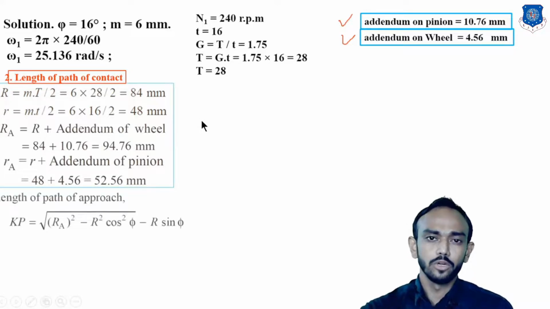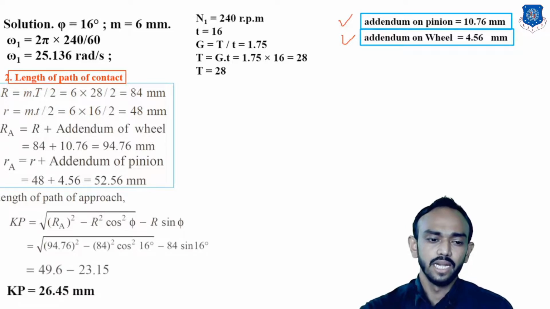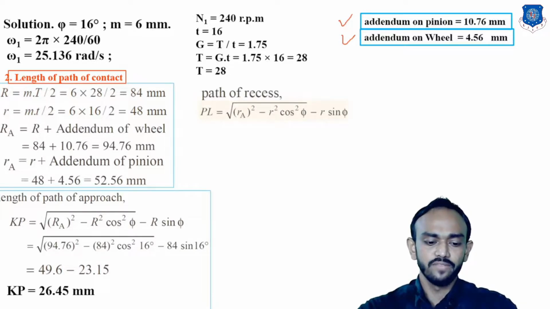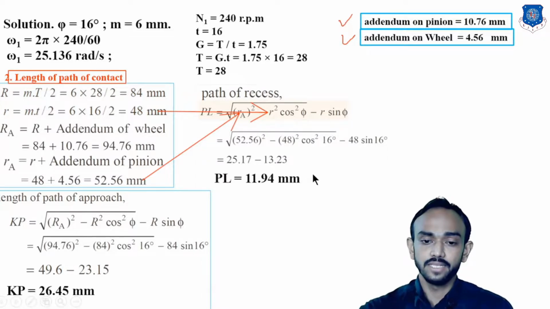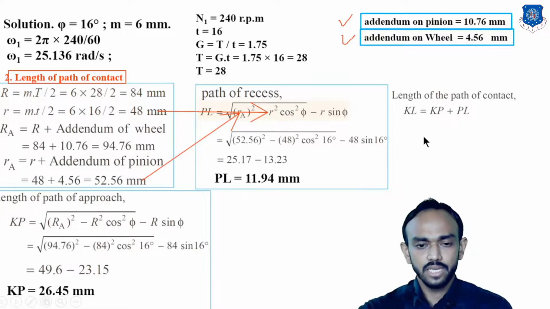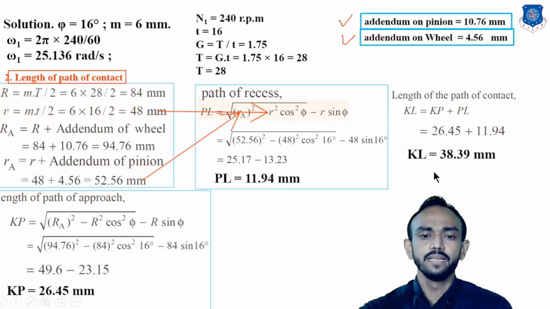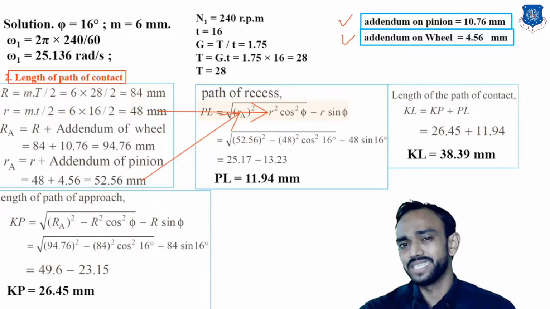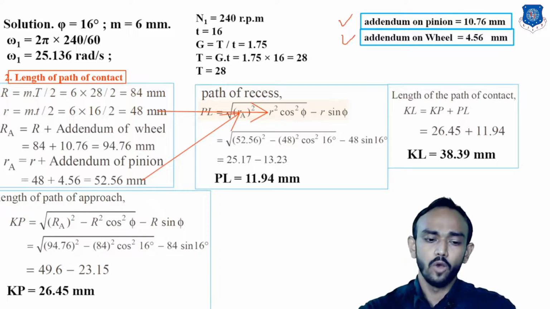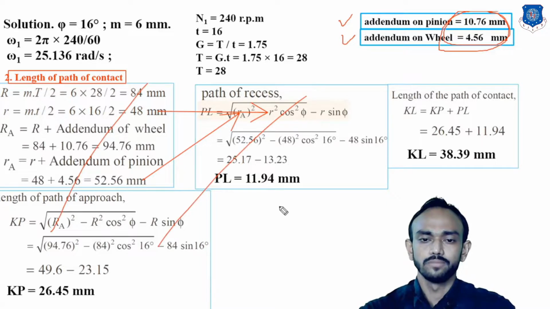After that, you are going to find the length of path of approach KP, and it is 26.45. After that, the same will be done for PL, because small r is already found. Small ra is equal to 52 here and small r is equal to 48. So you will put all the data in that and you will find PL, the path of recess, which is 11.94. And KP plus PL is equal to KL, the length of path of contact, and it is 38. So always remember that the minimum number of teeth equation is very important. If you make any mistake in that formula, your total answer will be wrong, because if you make a mistake in this data, this answer will be wrong.